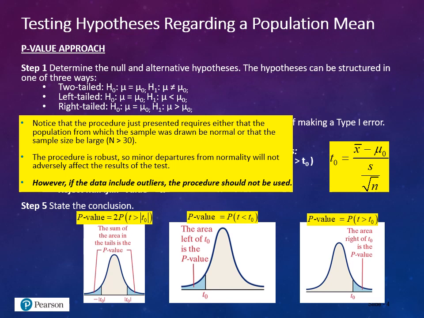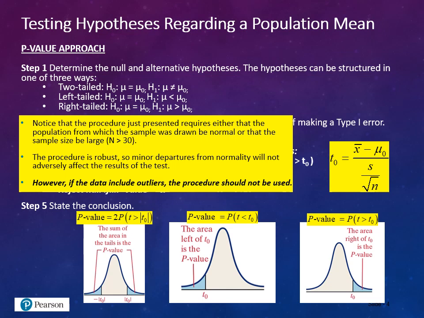Again, a kind of a caution. Notice that this procedure requires either that the population from which the sample was drawn be normal, so the whole population is a normal distribution, or that the sample size be large. And again, that means n is greater than or equal to 30, and that should be a lowercase n, not an uppercase N. And the procedure is robust, so minor departures from normality will not affect the results of the test. However, if the data does include outliers, this procedure should not be used.